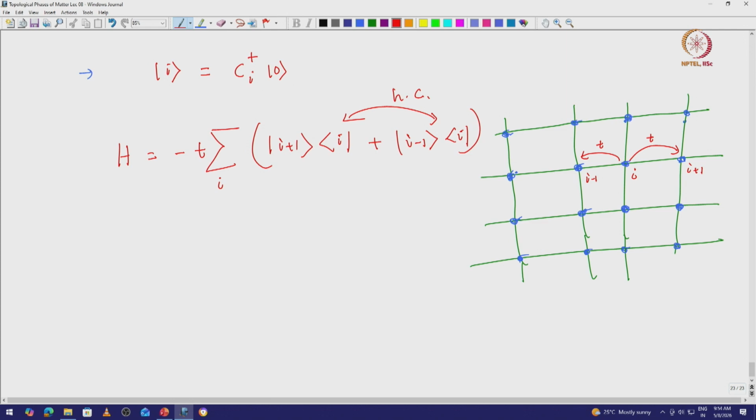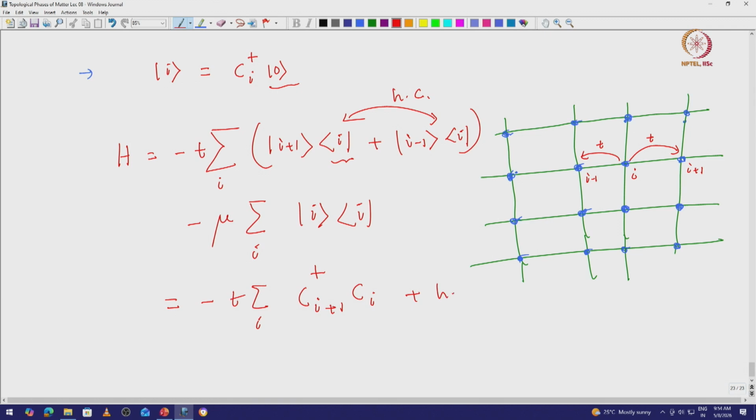And now every electron has some chemical potential at each site, mu being the chemical potential. Now in second quantization, this can be written so that a particle is destroyed here and created at i plus 1. And we do not write the vacuum state anymore.